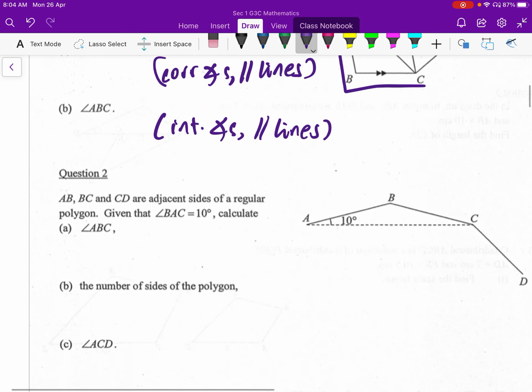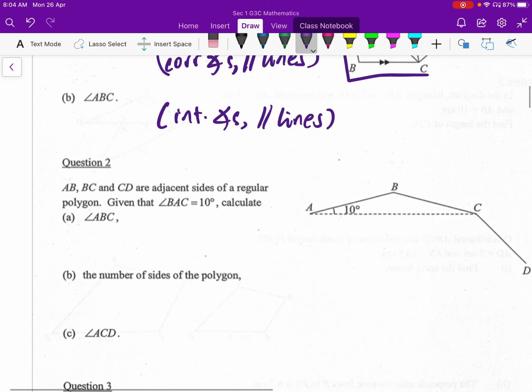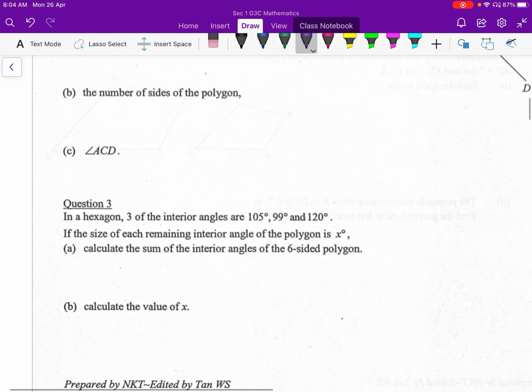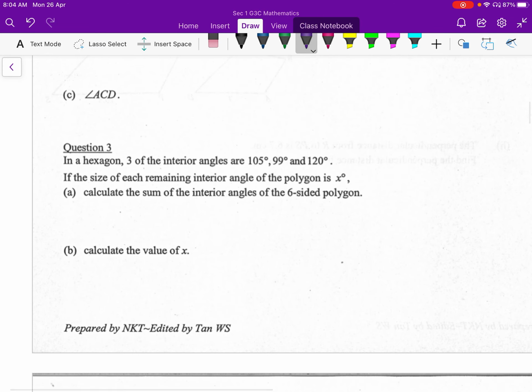Okay, now question number 2. Anybody needs help? I believe it is a question that is very similar to the one found in checklist number 1 also. Okay, anybody needs help? None. Then we move on. Question 3. Anybody needs help?